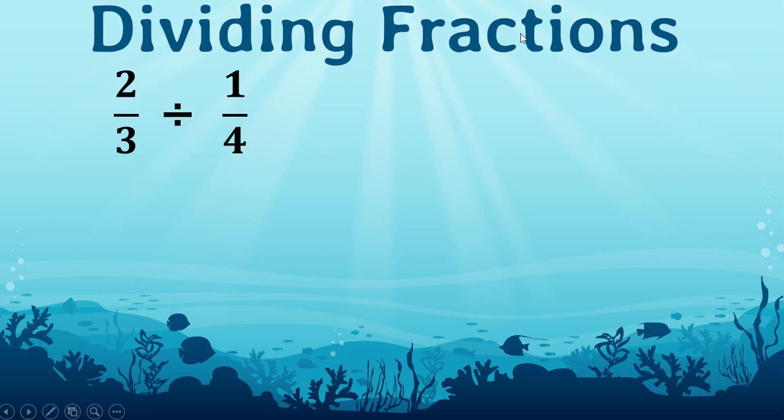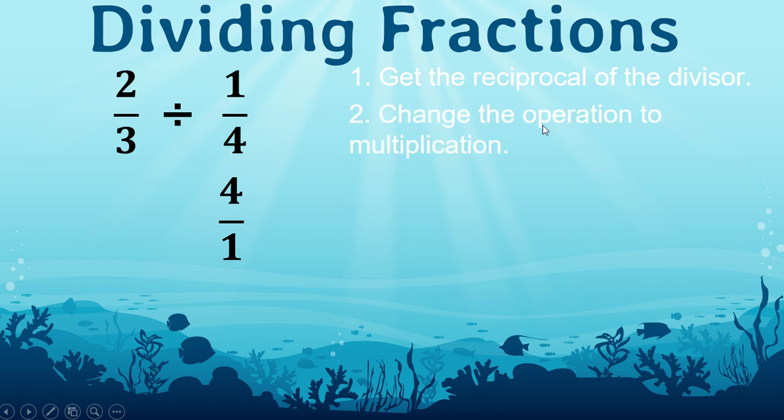Let's go to dividing fractions. We have a fraction divided by another fraction. So, step 1, get the reciprocal of the divisor. Alin ba divisor dito? Itong 1/4. So, ano ba yung reciprocal niya? Yung 1/4 naging 4/1. Step 2, change the operation to multiplication. Ito daw, gagawin nating multiplication. Then, step 3, copy the dividend. Ito yung ating dividend. So, kokopyahin mo lang siya.